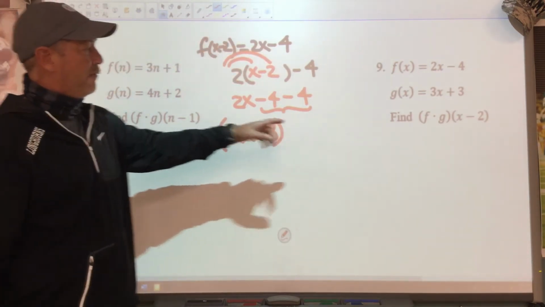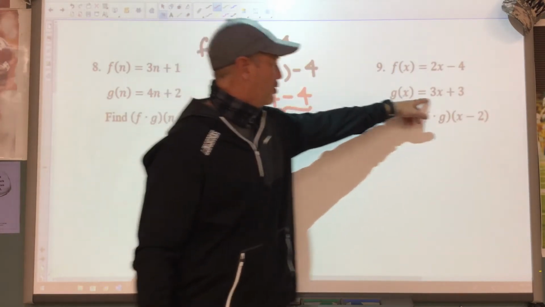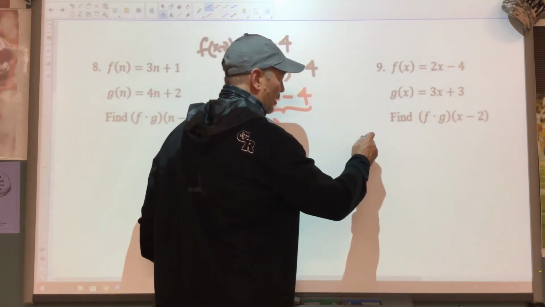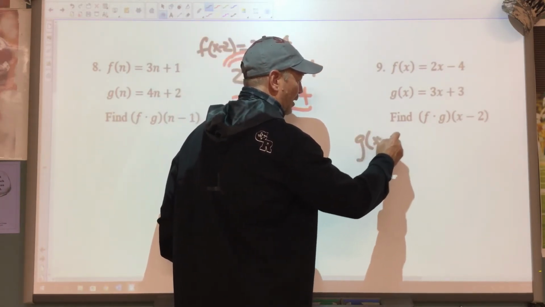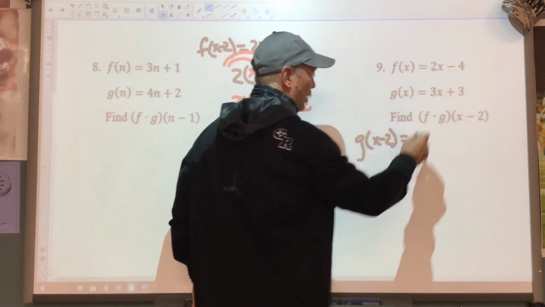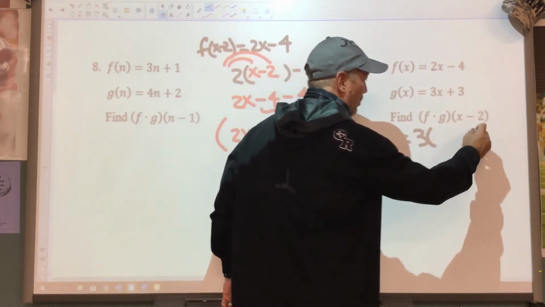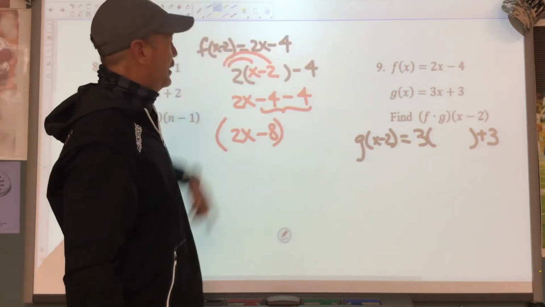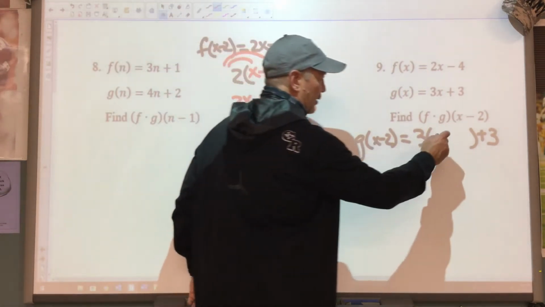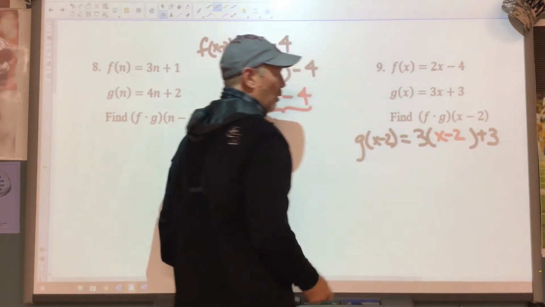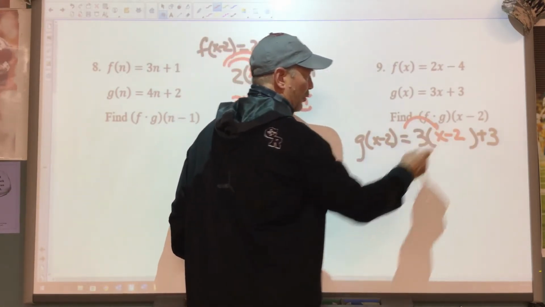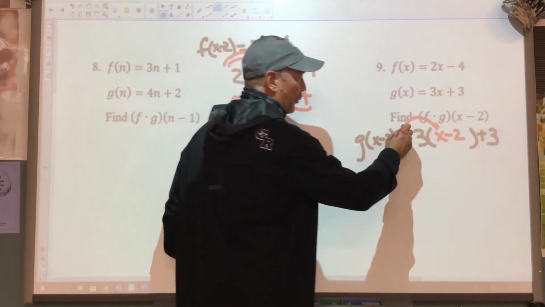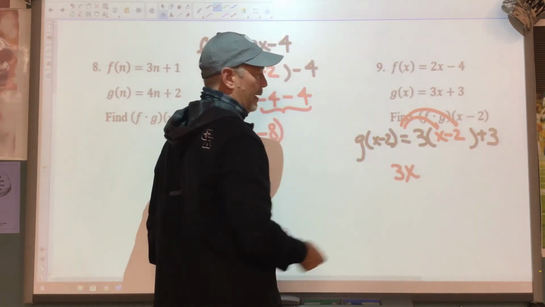Now we evaluate for our g. So we're going to take the g function right here, and we're going to say g of x minus 2 equals 3 times x plus 3. What are we going to substitute in? We're going to substitute in the x minus 2. We distribute. 3 times x is a 3x. 3 times negative 2 is a negative 6.